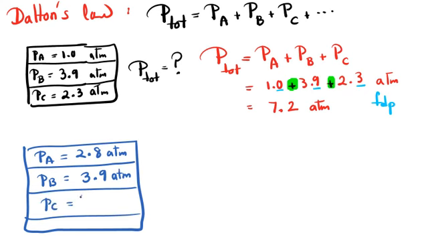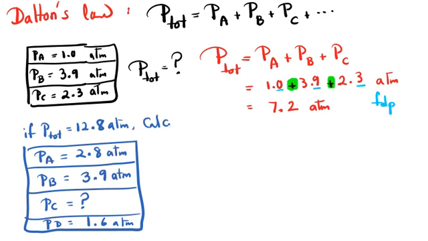We don't have any idea about the fourth one, third one, and fourth one is 1.6 atmosphere. Question says if total pressure is 12.8 atmosphere, calculate pressure of component C. So we are going to work on this problem.